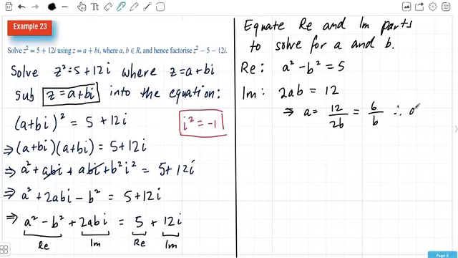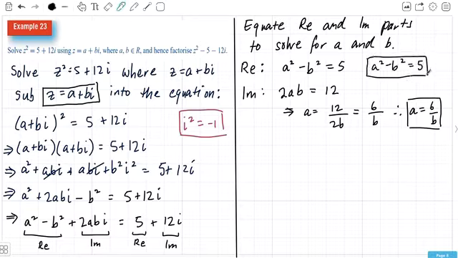So we've got two expressions. I'll just put a box around them. And a squared minus b squared equals 5. I'm going to call this 1. I'm going to call this 2. So I can now refer to them in shorthand. So sub 2 into 1. So we're putting this equation into this equation.